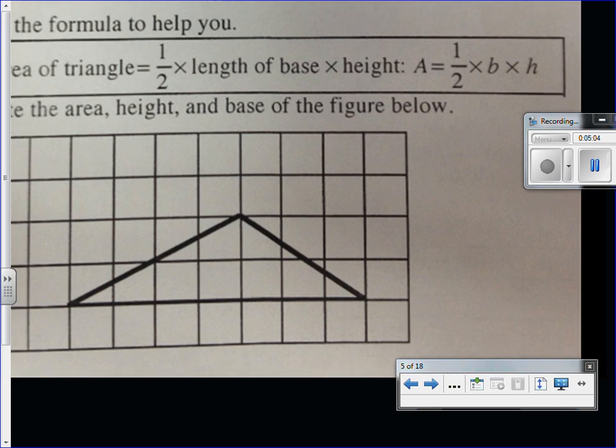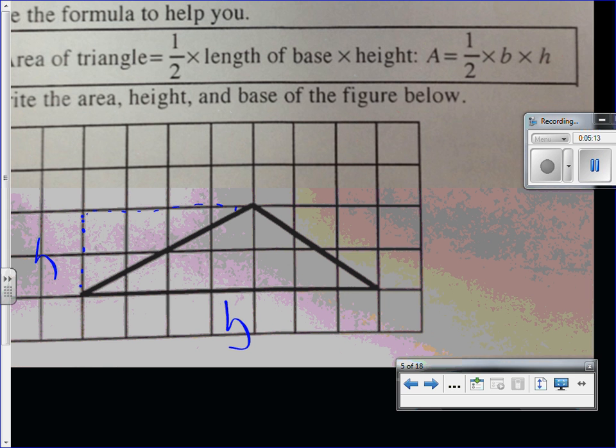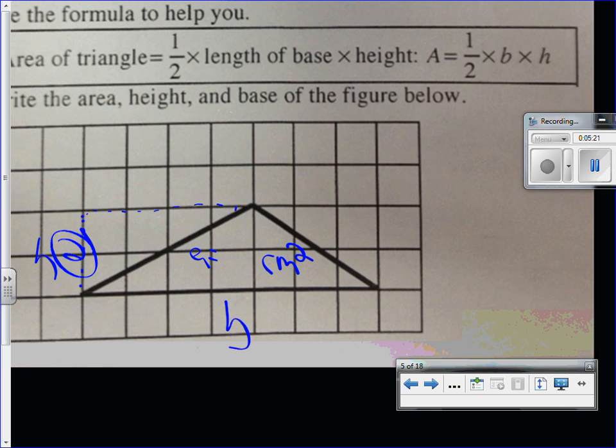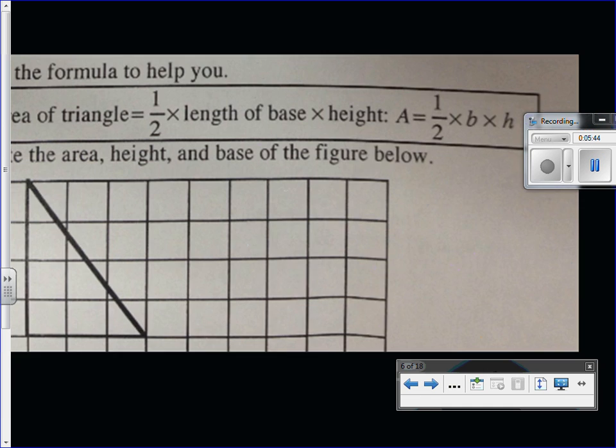Got a triangle here. Have to label it again. So here's my base. Here's my height. Then I have area equals centimeters squared. My height here is 2. Base, I have 1, 2, 3, 4, 5, 6, 7. 2 times 7 is 14, but it is a triangle, so if you divide it by 2, 14 divided by 2, I've got 7 for an answer.